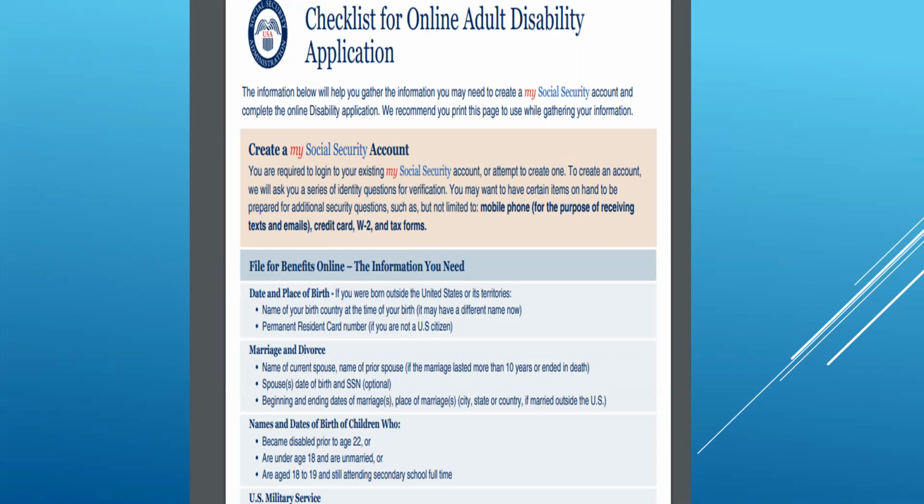First, you will need to create a My Social Security account to move forward in this application. You also need the date and place of your own birth. You need marriage and divorce information, names and dates of birth of children who became disabled prior to age 22, are under age 18 and are unmarried, and are aged 18 and 19 and still attending secondary school full-time.